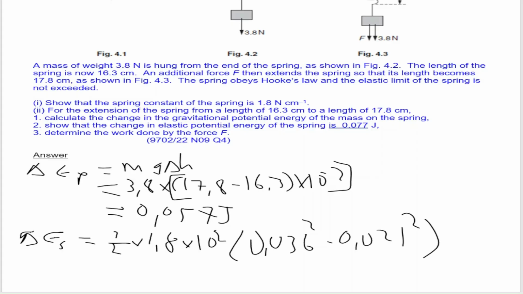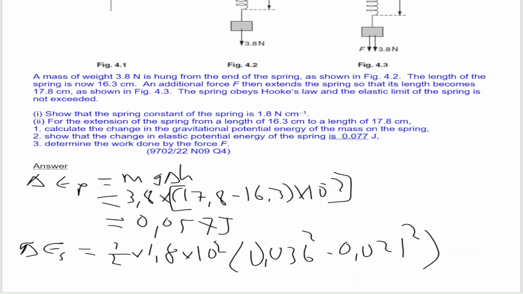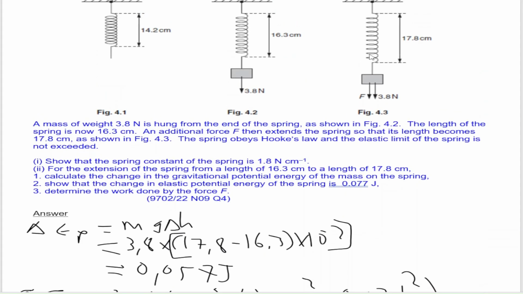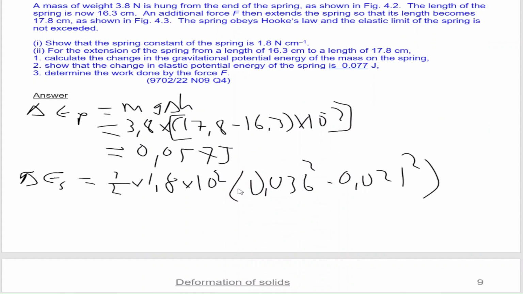0.021 squared. Because what we're going to have there is the difference between the two, that is 17.8 and 16.3, and then the difference between the 16.3 and 14.2. So Ke squared, so that's what we have there. This is going to give you 0.077 joules.